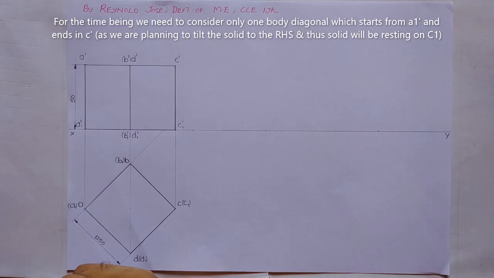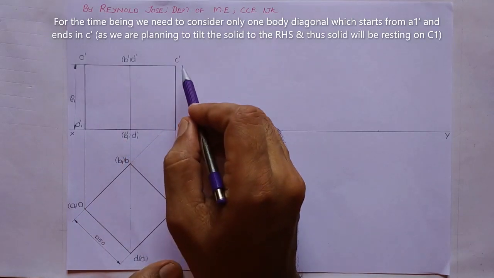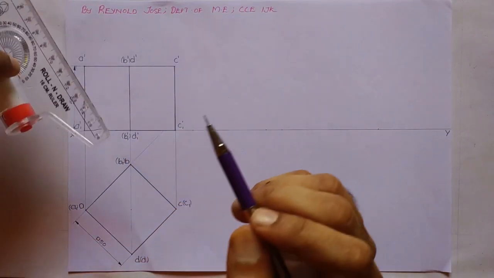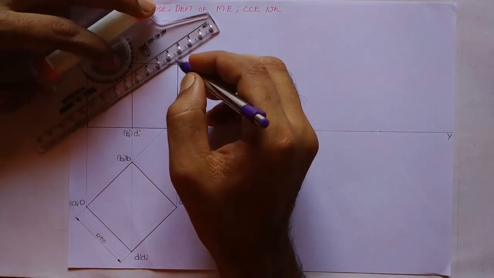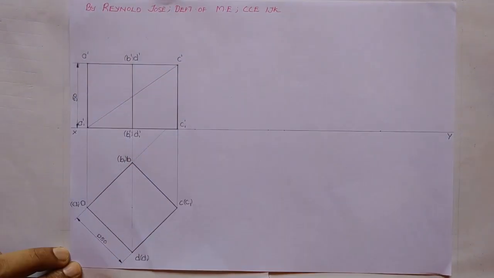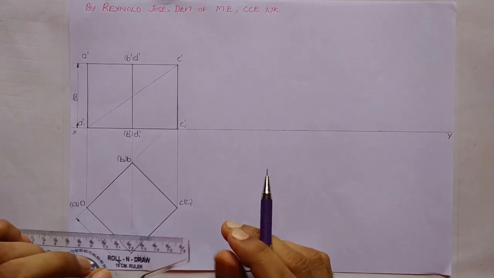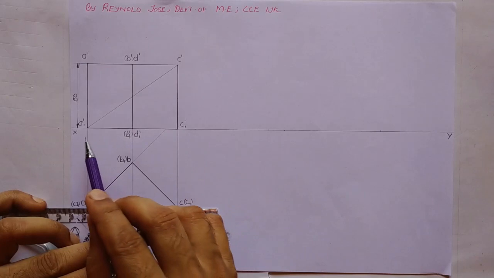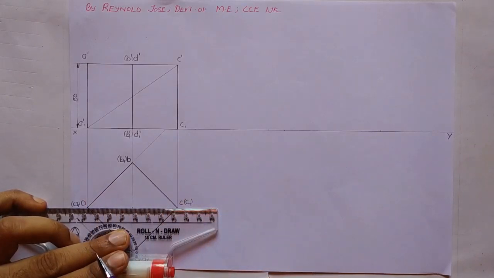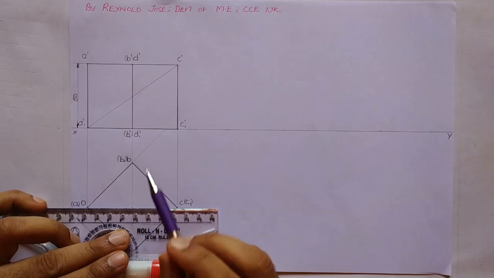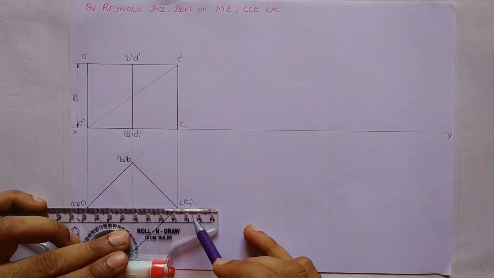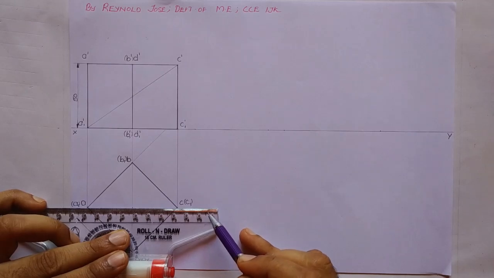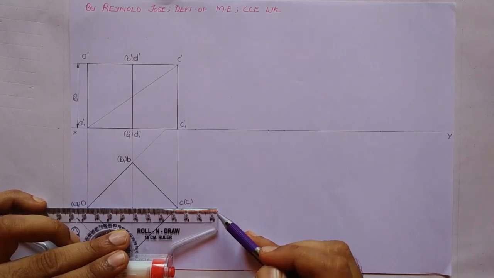To represent a body diagonal, let us draw a thin line connecting A1 dash and C dash. This line is a thin line, which is a type B line. In the top view, the body diagonal is A1C. Here I have not represented it using a thin line. When you join A1C, it is a straight line which is parallel to the XY line. That means it is parallel to VP. So presently the body diagonal is inclined to HP and parallel to VP, and what we have to do is make the body diagonal perpendicular to VP.